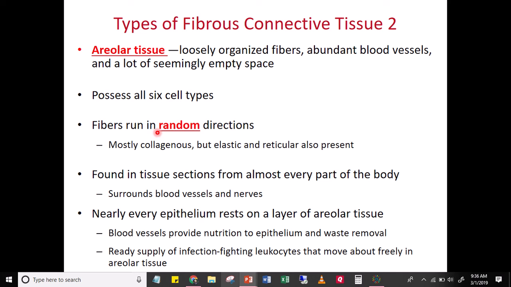We find areolar tissue as a blood-rich or highly vascularized tissue that helps to supply nutrients to the epithelial tissues they're usually located right next to. So our areolar tissue allows for nutrient delivery and waste removal to epithelial tissues. And because it has a nice combination of proteins in the extracellular matrix and lots of ground substance in the extracellular matrix, our areolar tissue allows for the rapid movement of white blood cells, particularly neutrophils, throughout the body.